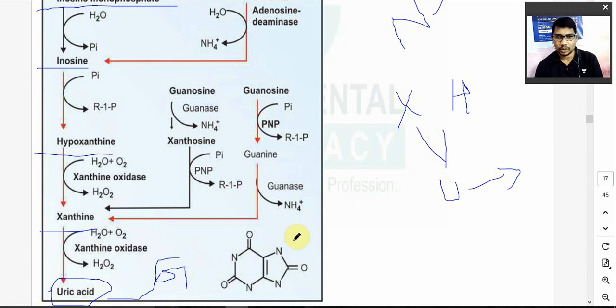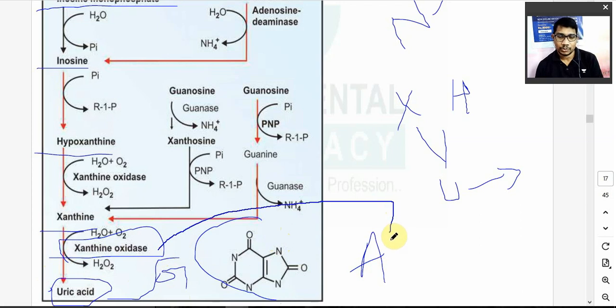Okay, now allopurinol is one drug. Allopurinol एक drug होता है ना. So that drug inhibits the xanthine oxidase enzyme. ये जो enzyme है xanthine oxidase, that is inhibited by this allopurinol, and allopurinol prevents the synthesis of uric acid, and that's why allopurinol is used in the treatment of gout.